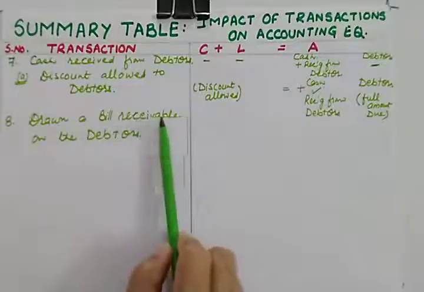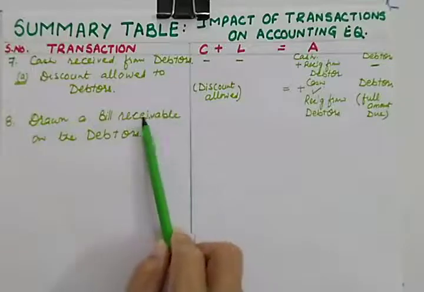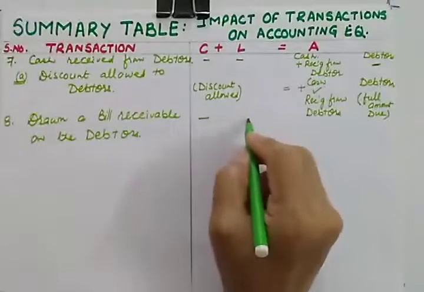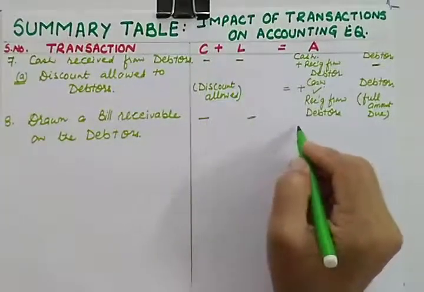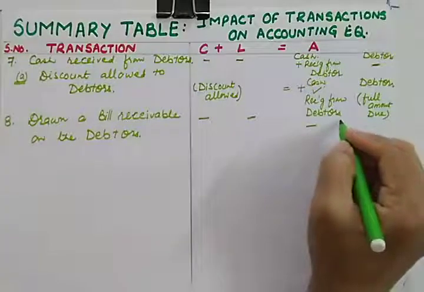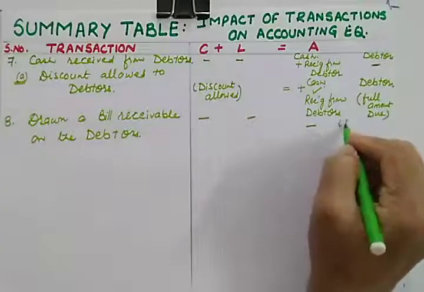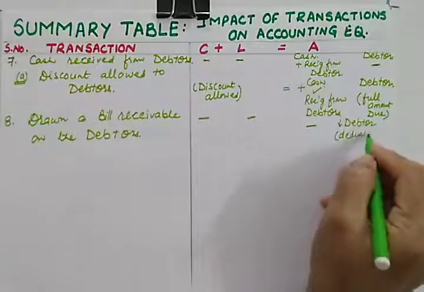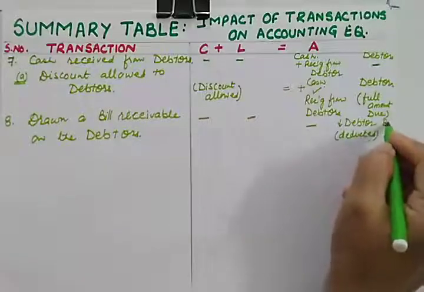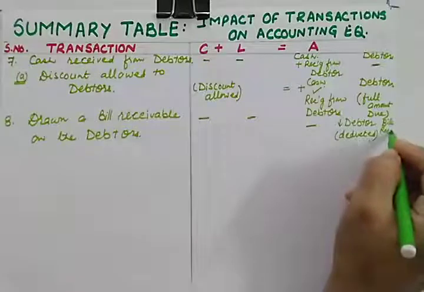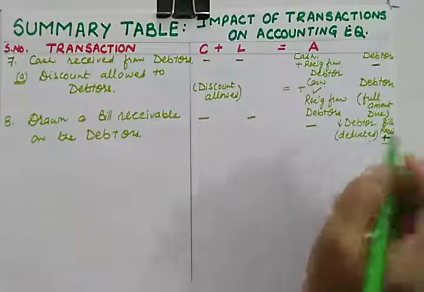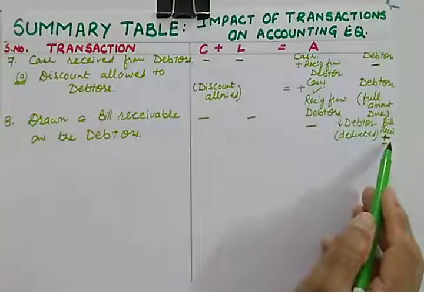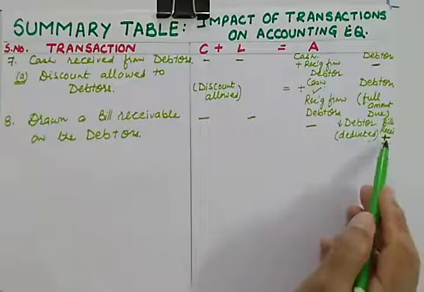So what we are doing, we are drawing a bill, we are converting our debtor into bills receivable. So what will happen in this case? No change in capital, no change in liabilities, and no change in cash also. This will reduce our debtors. Our debtors will reduce, so deducted from the debtors, and a new item, what is the name of this new item? Bills receivable will be added on the asset side of the accounting equation. So this will be added and this will be deducted.